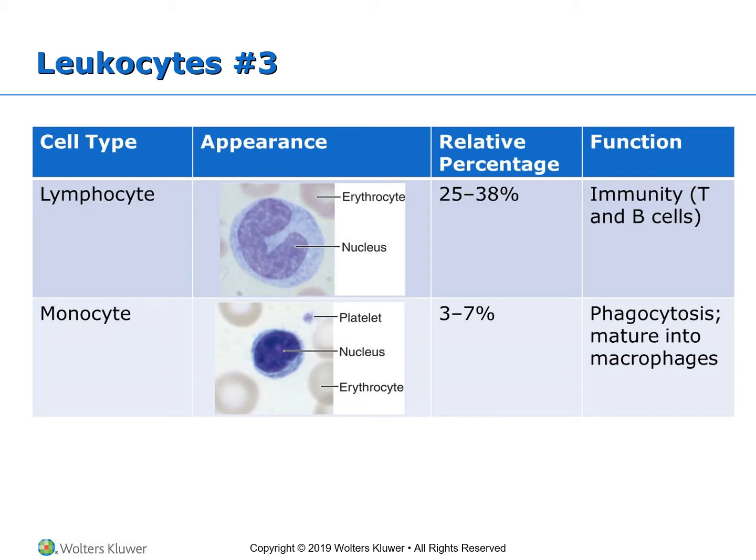and they are up to 7%, and they are involved in the process of phagocytosis. And once they mature, they will travel inside tissues and they will develop into macrophages.